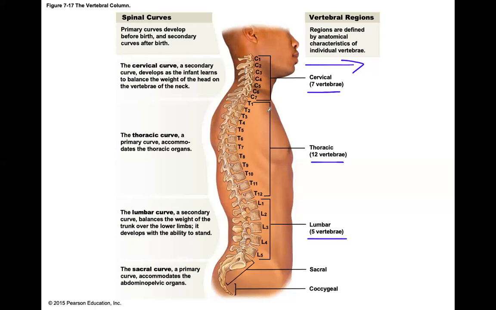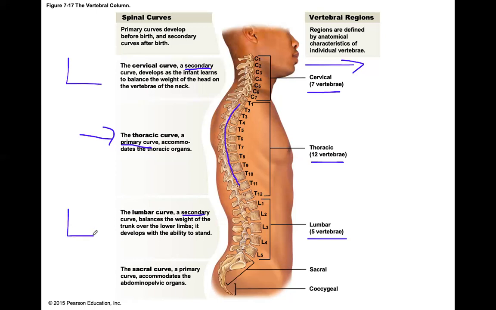Now, the curvature of the spine, we have the thoracic curve, which is considered to be the primary curve. This is the curve that we're born with, right? You're in your mother's womb, you have this fetal arc, this fetal curvature, and then over time, we develop these secondary curves, and the cervical curve is called a lordosis, and the lumbar curve is called a lordosis.